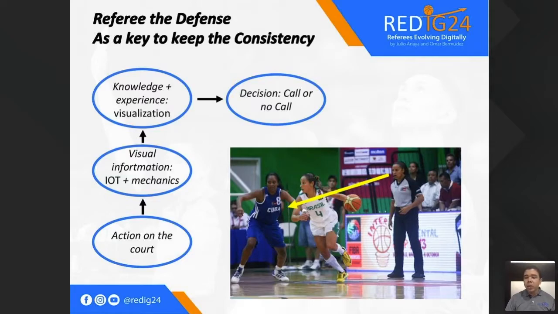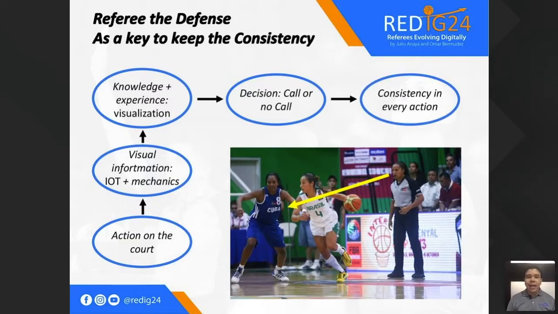Sometimes we think that not calling is not a decision, but it is. But if we don't call because we don't see, then it's not a decision, it's a guess. Then, as we have this procedure as strong as we can, we can maintain the consistency in every action of the game. For sure, sometimes we will have mistakes, but we need those mistakes not to be as many, or not to be consistent mistakes.